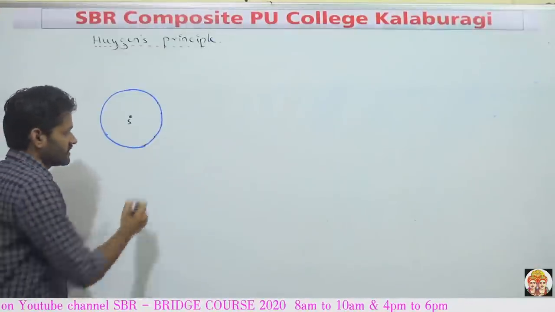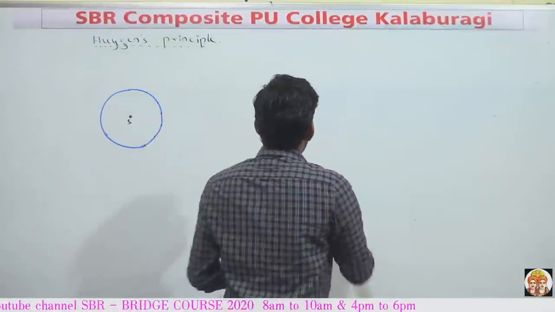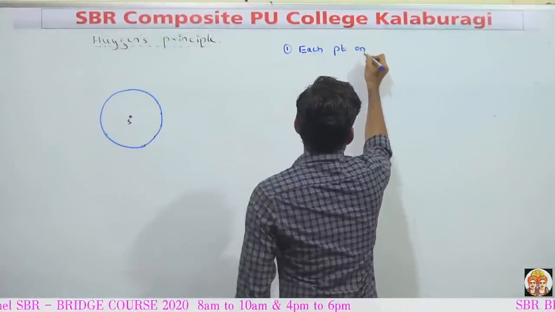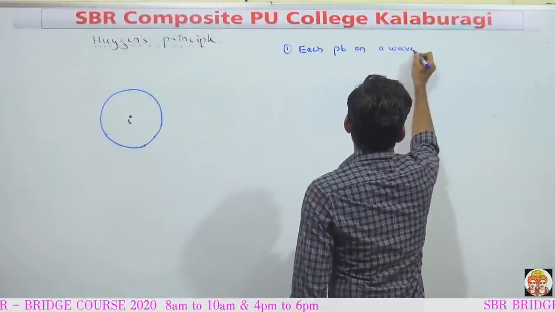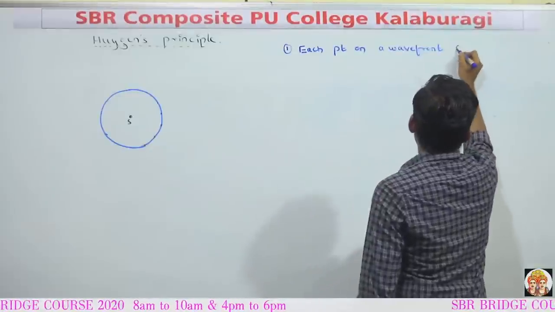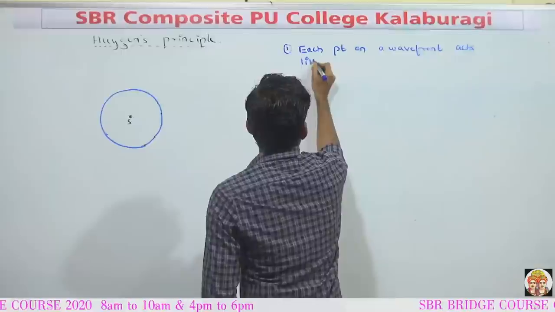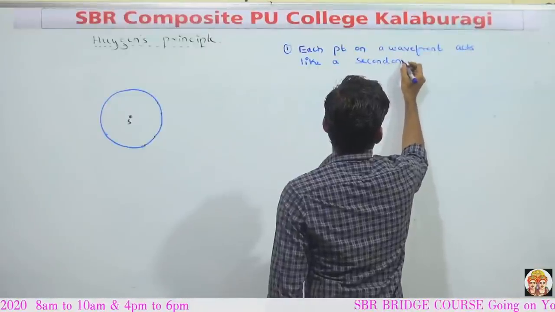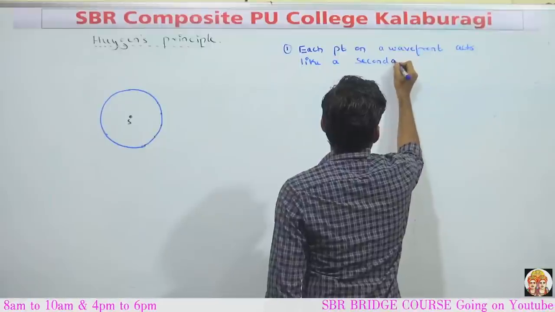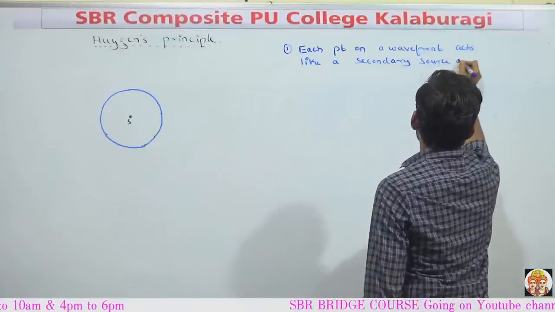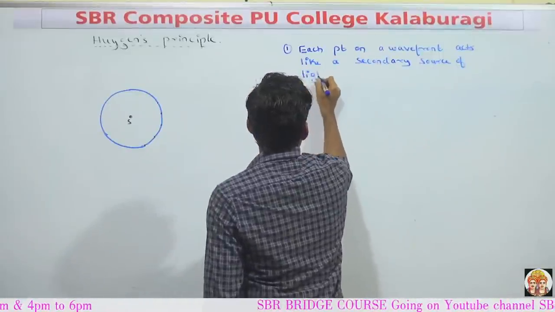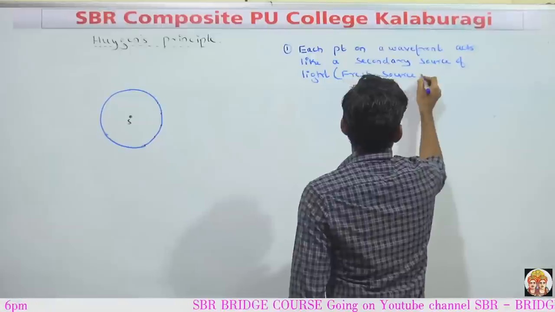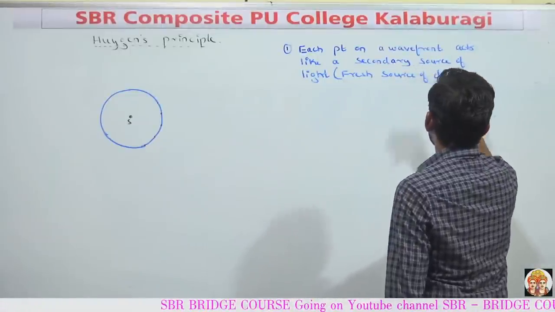Here also, first step. Yes, first one. Each point on a wavefront acts like a secondary source of light, or also you can say a fresh source of disturbance. Fresh source of disturbance.